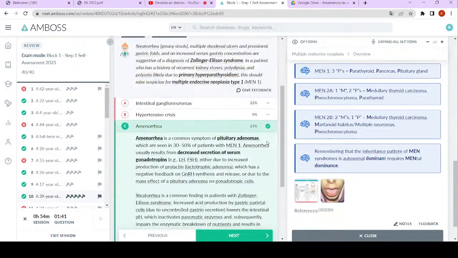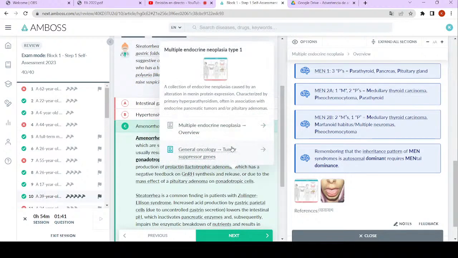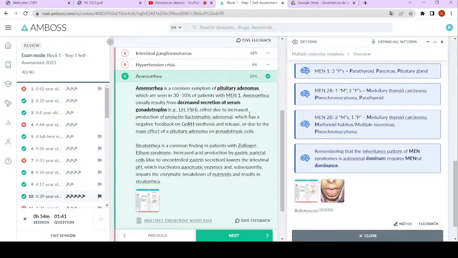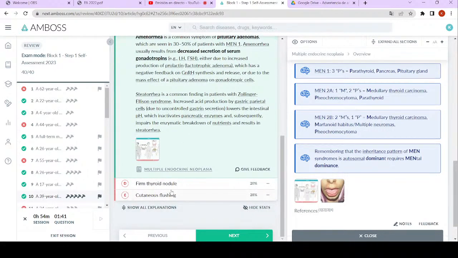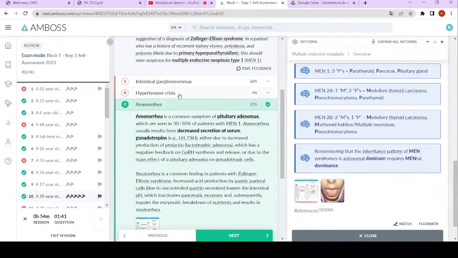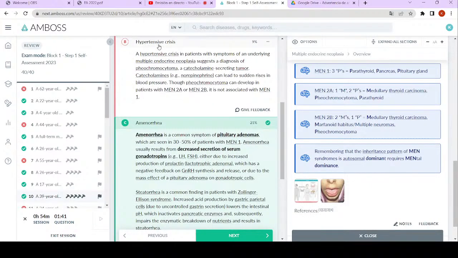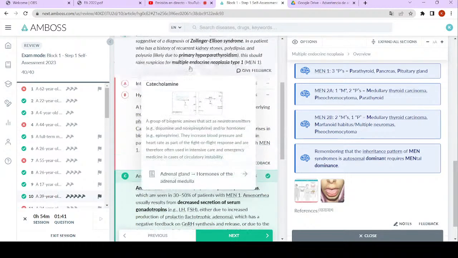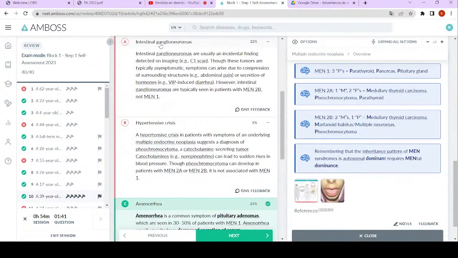Oh, so amenorrhea because it's a common symptom of pituitary adenoma, decreased secretion of serum gonadotropins. If it was a firm thyroid nodule, yeah, MEN 2A or MEN 2B. Hypertensive crisis, MEN 2A or MEN 2B, due to a pheochromocytoma. Intestinal ganglioneuromas, typically seen in 2B, but not 2A.